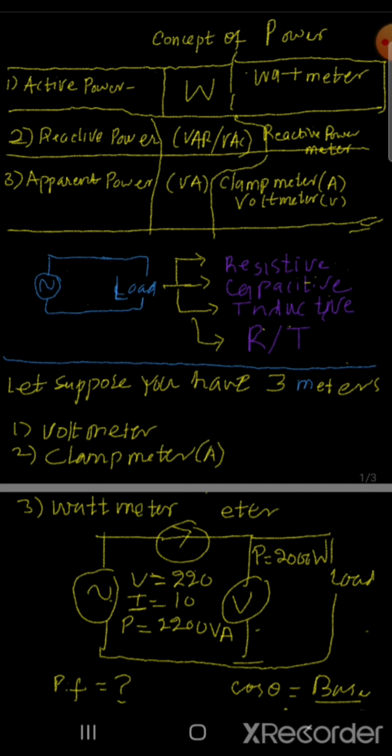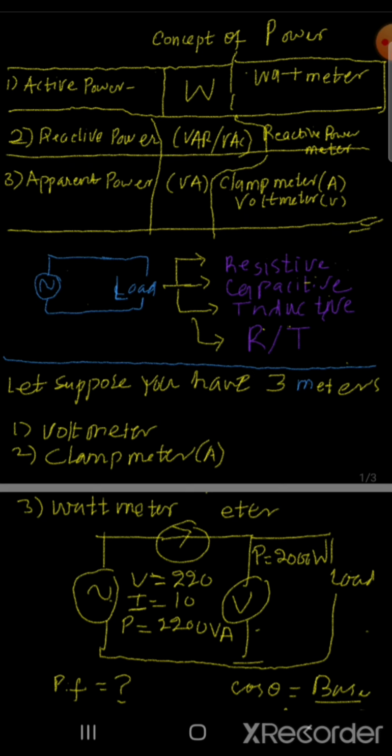So usually we have three types of power: active power, reactive power and apparent power. The unit of active power is watt, denoted by W. The unit of reactive power is VAR, or VAC for the capacitor. For the inductor it is VAR, and for the apparent power the unit is VA. For the active power we use a wattmeter, for the reactive power we use a reactive power meter, and the apparent power we can measure very easily if we have an ammeter or a clamp meter and a voltmeter.